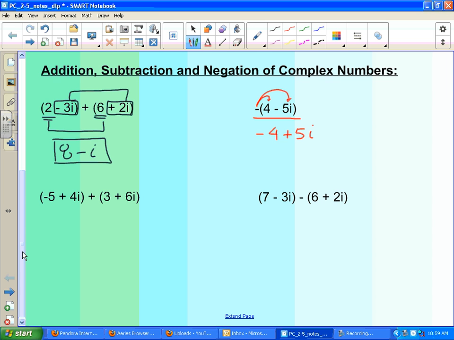Now notice that parentheses are around 7 minus 3i and 6 plus 2i. Don't forget your parentheses around complex numbers. If you don't put them there, then it can easily be lost or misinterpreted that it's not even a complex number. So put the parentheses around the a and the bi parts to kind of keep them separated.